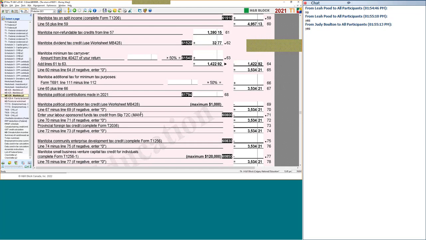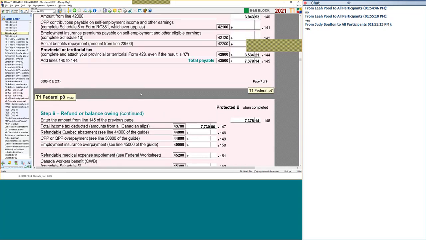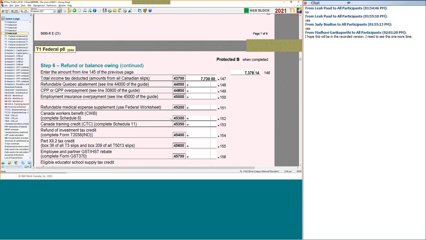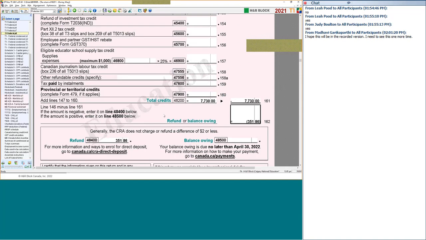We're going to reduce her provincial tax all the way down to $3,534.21. Go to the last page of the return. Add those together. She should have paid $7,378.14. She did pay $7,730, and we're going to have a small refund of $351.88.